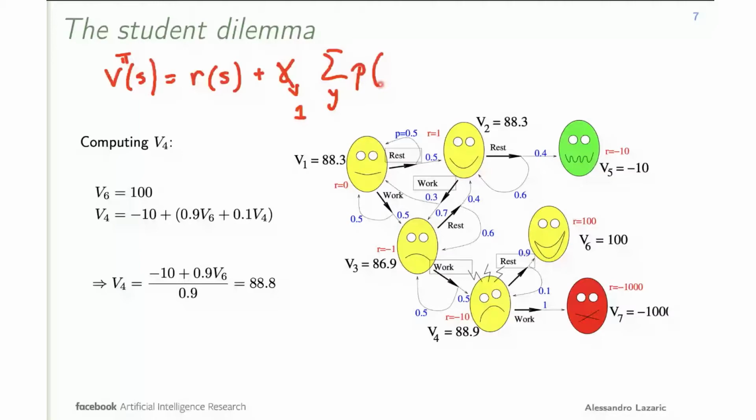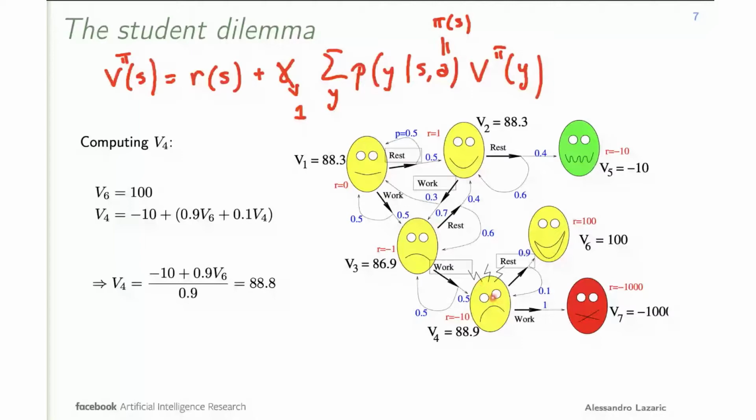The action is the one prescribed by the policy, and this will be v pi of the state that I reach. So in this case, when I'm here and I take the action rest, I have two possible outcomes. With probability 0.9, I end up in state 6, and so 0.9 times the value of the state, v6, and with probability 0.1, I self-loop back in state 4, and so I will be getting v4.